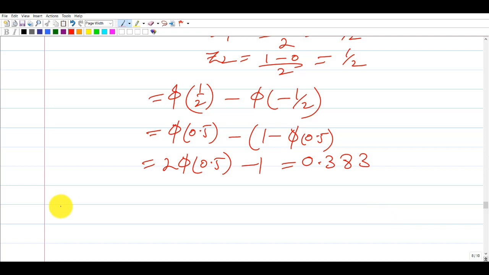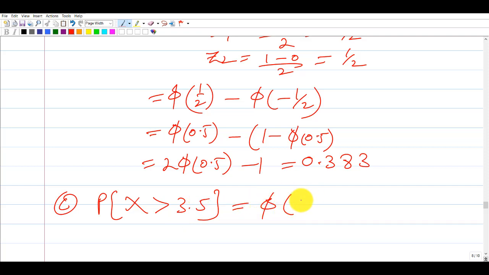The next part says to find the probability of X greater than 3.5. Because X is already in the standard normal form, 3.5 means it is greater than 3 standard deviations. So directly we can use table 4.3 and calculate the value from the table for 3.5, which comes out to be 2.33 times 10 to the power minus 4.